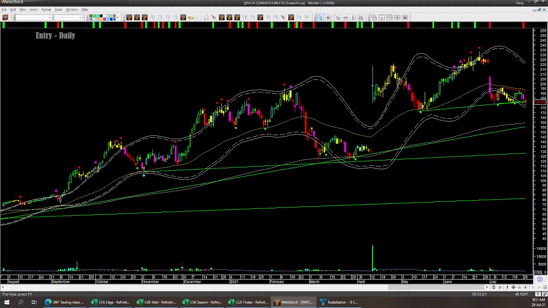NVCR. It's also near trend line support. Yesterday it broke down, but it had a lower tail also. So I'm not going to short it now.